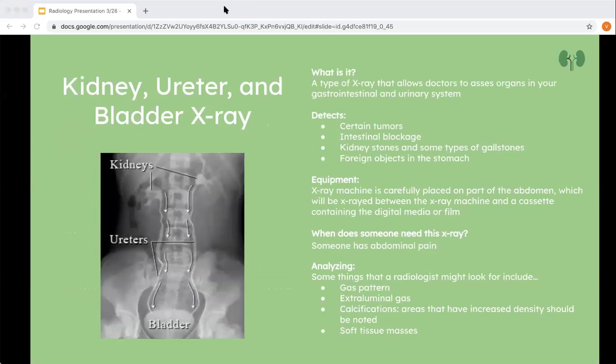Hello, this type of X-ray is kidney, ureter, and bladder, which is an X-ray that allows doctors to assess organs in your gastrointestinal and urinary system. So what are the kidneys, ureter, and bladder? Well, let's start with how the urinary system works.